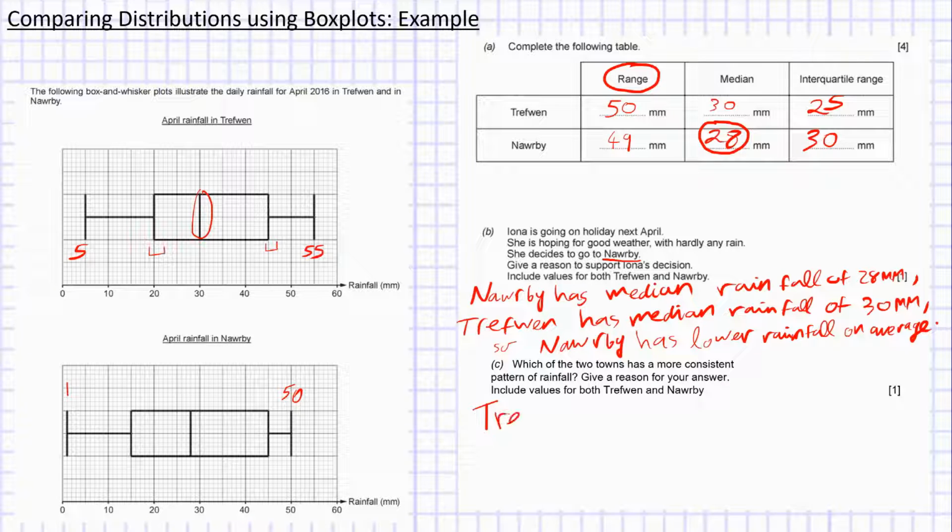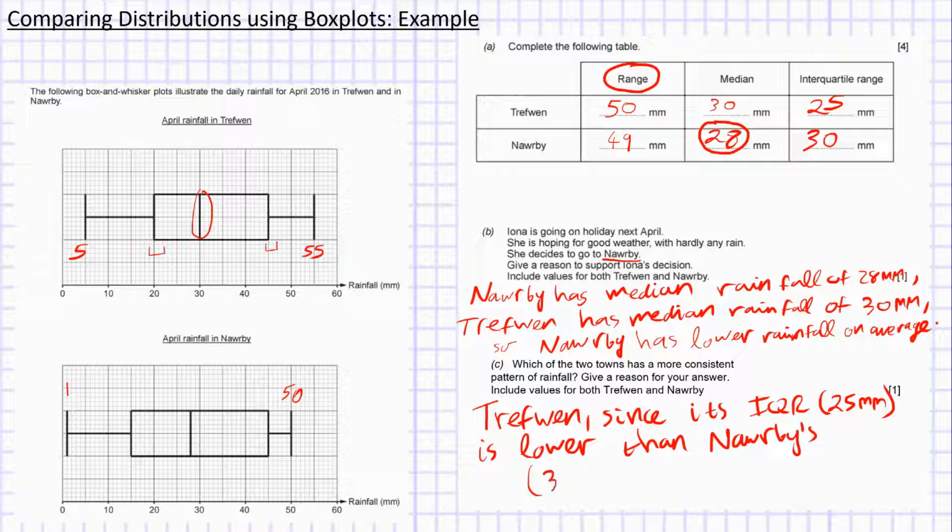And I would say Trefwen, since its interquartile range, which is 25 millimeters, is lower than Naurby's, which means that the data are less spread out for Trefwen.